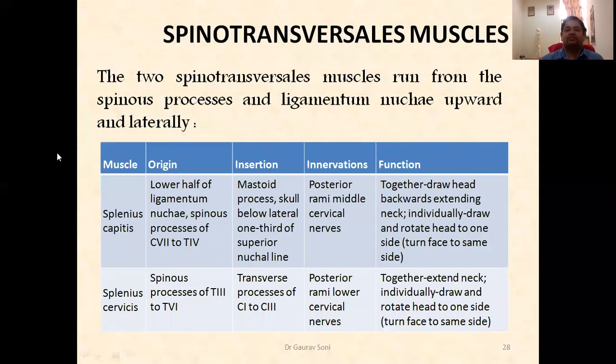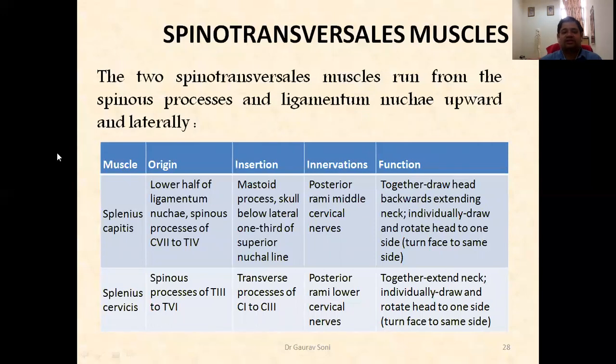First of all, that is spinotransversalis group. They are two in number and they run upward: the splenius capitis and splenius cervicis. Capitis, whenever we see the term capitis, remember this is going to get inserted on the skull. Cervicis, they are going to insert on the spine of the neck.